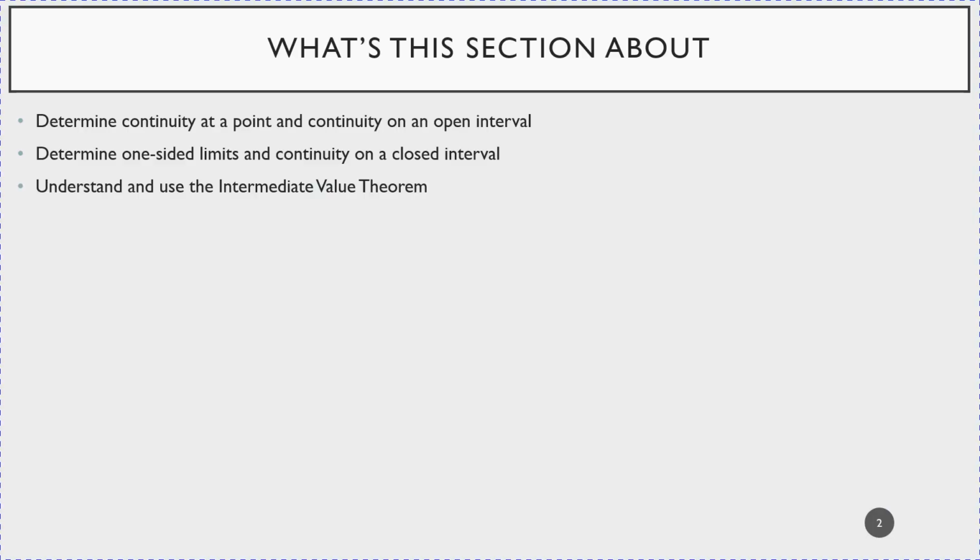What this section is about: we're going to determine continuity at a point and continuity on an open interval. Then we're going to determine one-sided limits and talk about how we use those to determine continuity on a closed interval. And the last thing we're going to talk about is how to use something called the intermediate value theorem.